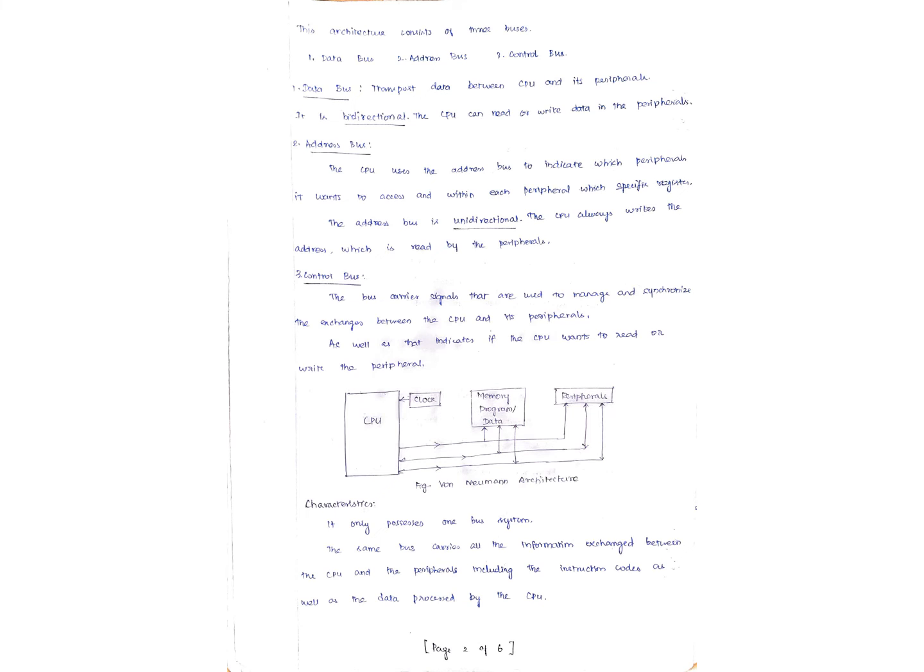The second one is the address bus. The CPU uses the address bus to indicate which peripherals it wants to access, and within each peripheral, the specific register values. And then the control bus. The control bus is used to control the operations in this particular architecture, whether it will perform the reading operation or the writing operation.